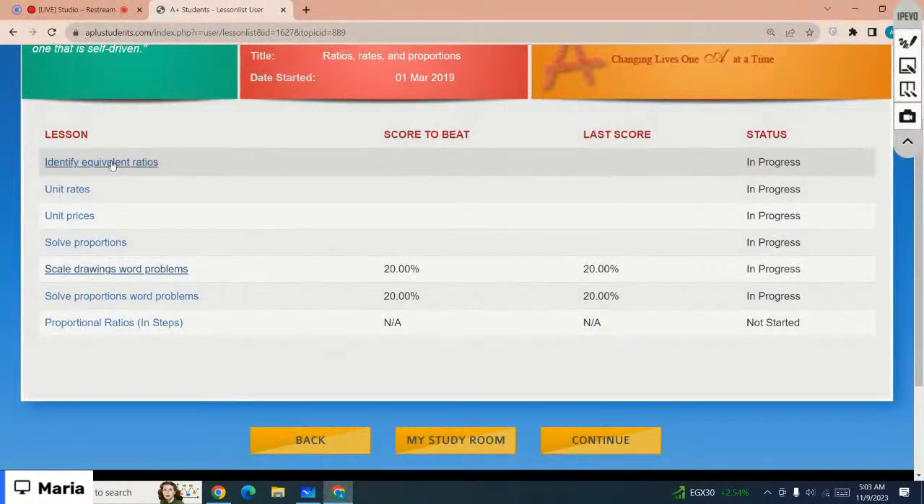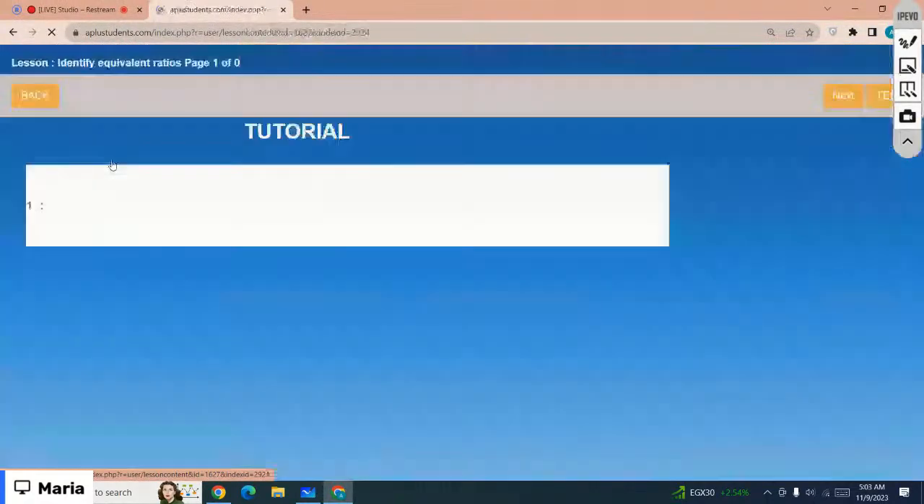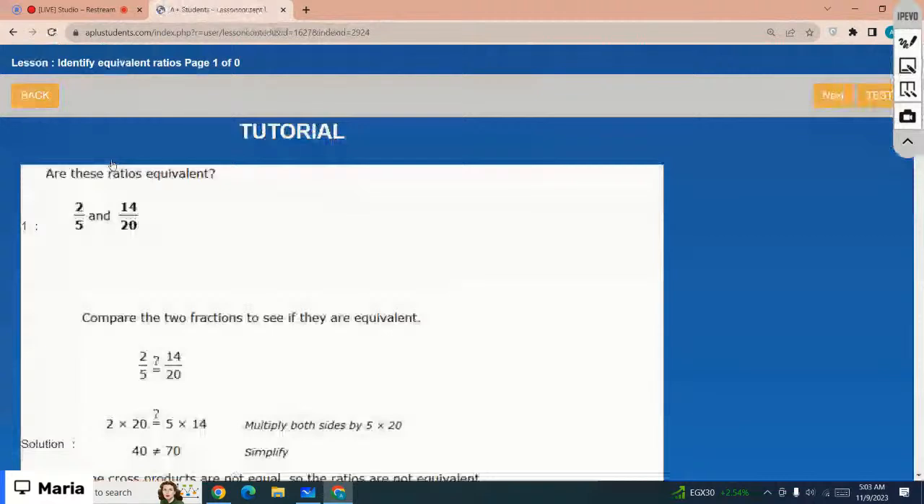So what are the equivalent ratios? Equivalent ratios are the one. Okay, are these ratios equivalent? If you are given the ratios, you have to see if they are equivalent. So you have to just cross multiply them.